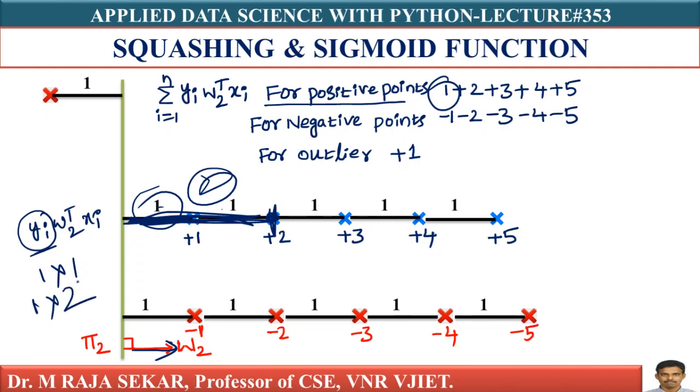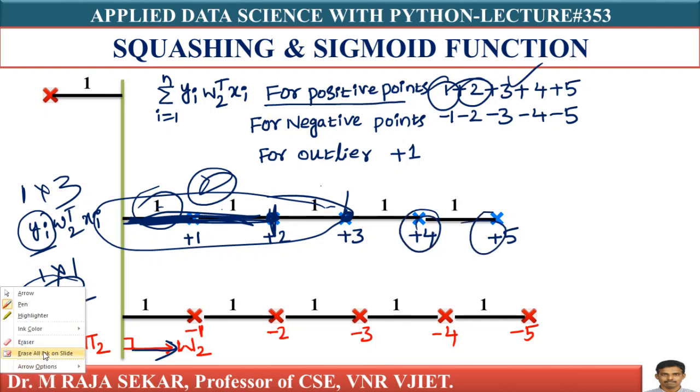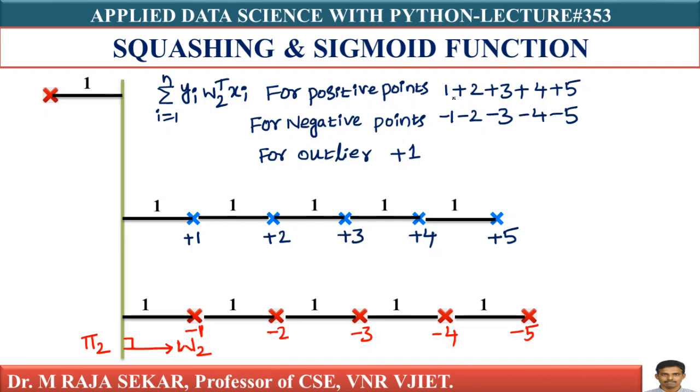That's why 1 into 2 is 2. I am getting this one. Similarly, I have to calculate for this one. What is the label for this one? Yi is 1. What is the distance here? This distance is 1 plus 1 plus 1, 3. Therefore, 1 into 3 is 3 I am getting. In similar manner, I will get plus 4 and plus 5. For all positive points, I am calculating sigma yi into W transpose Xi.